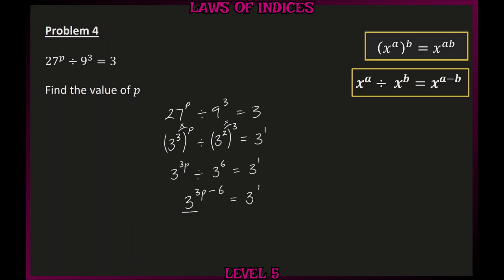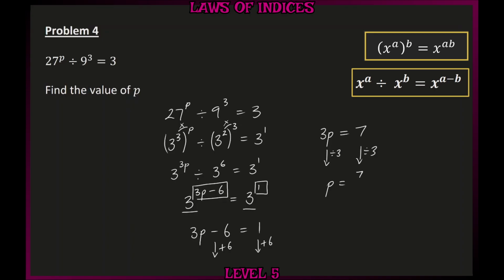Now, since the base on each side of our equation is the same, we can say that the powers must be equal to each other. And so this means that 3p minus 6 must be equal to 1. We can now solve this equation by adding 6 to both sides, and this gives us 3p is equal to 7, and then dividing by 3 on both sides gives us p is equal to 7 over 3. And that's our final answer for problem 4.